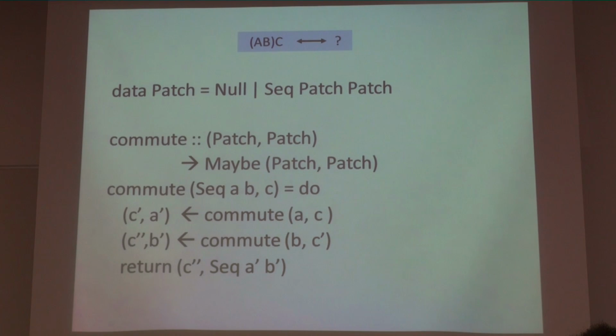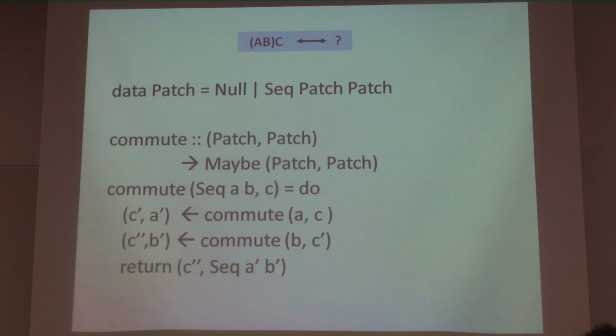Okay, so if we take an imaginary patch type, which is either a null patch or nothing, or two patches stuck together, and then obviously there'll be some more constructors for the real patch kinds in that. You might write a function commute that's going to have a case that's about commuting this AB as one group with C as the other group.